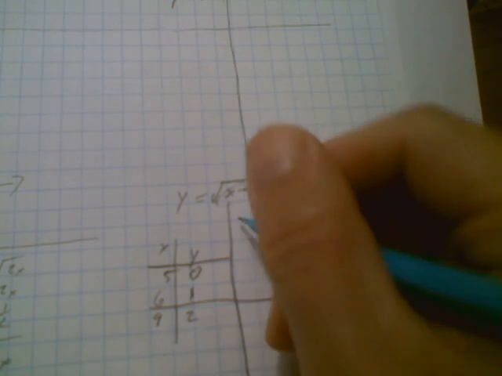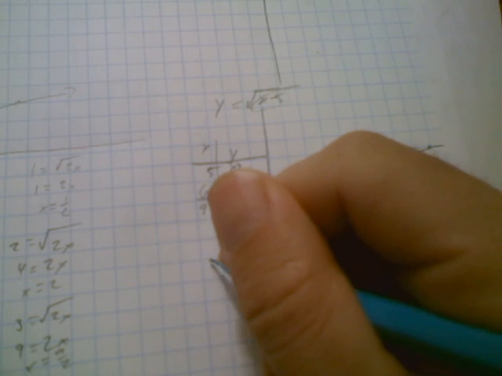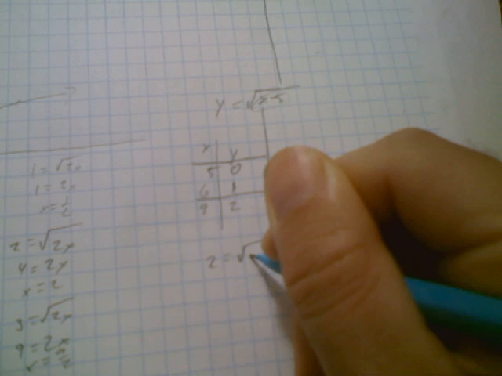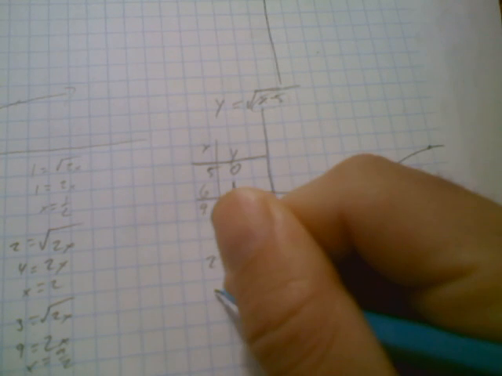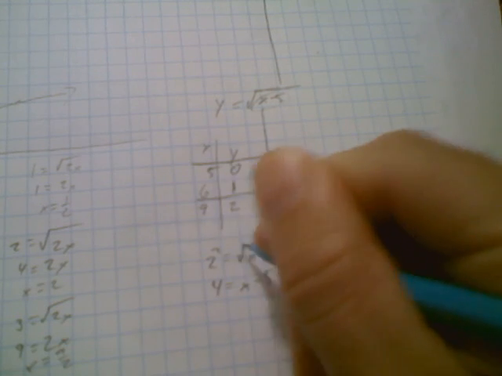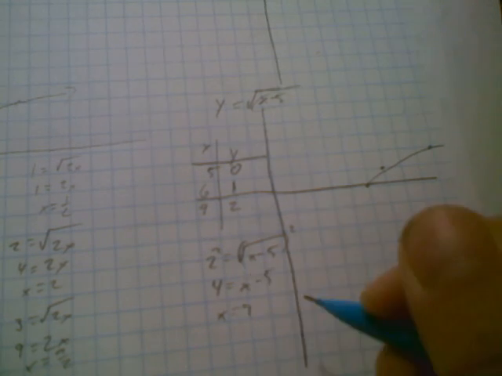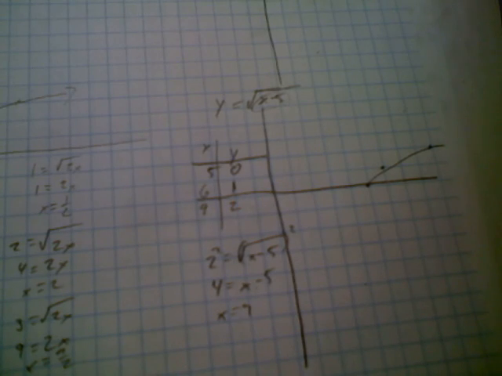So let's just do this one right here. We have 2 equals square root of x minus 5. 4 equals x minus 5 because I squared both sides, and therefore x equals 9. And that's how that one works. If you have any questions, please feel free to email me.